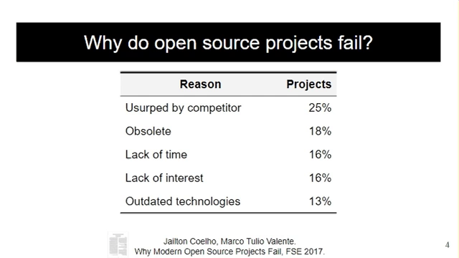So, why do open source projects fail or become abandoned? In our previous work, we provide a set of 9 reasons for the failure of open source projects. The top 5 most common reasons are usurped by competitors like Apple or Google, obsolete when the functionality of the software is no longer necessary, the lack of time, the lack of interest of the developers, and outdated technologies.